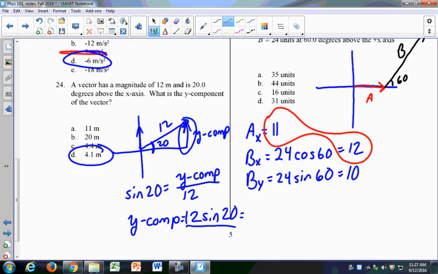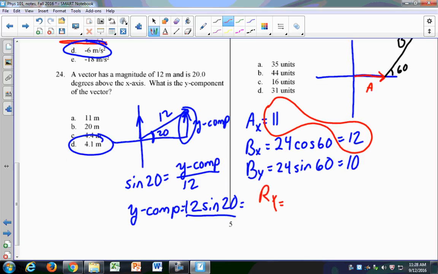All right, we add our x components. So Rx is 11 plus 12. Ry is just 10. So these are x and y components, 23 and 10. Yeah, Maggie? I'm getting 20 instead of 10. Did I do it wrong? Oh, okay, yeah, I did 12 instead, I'm sorry. Yeah, you're right, 21. I'm sorry.